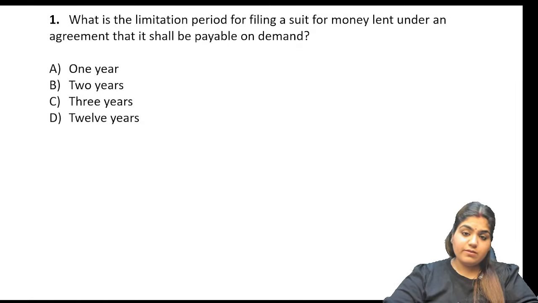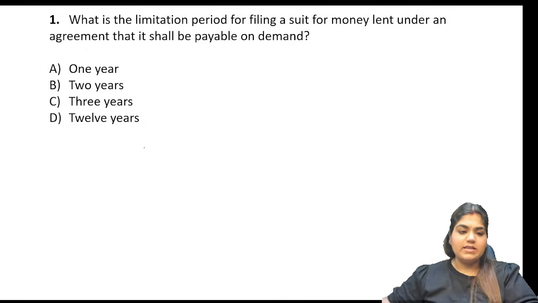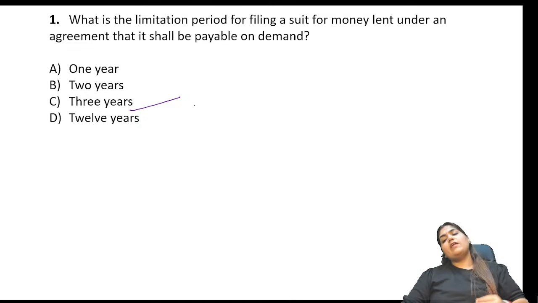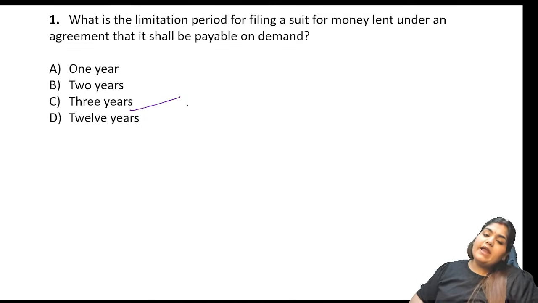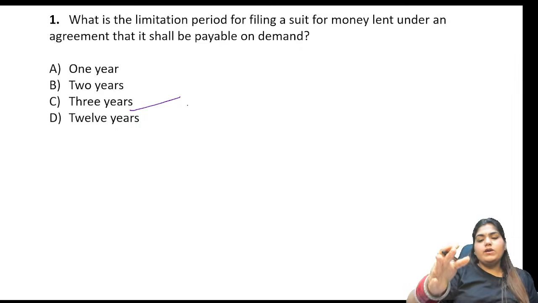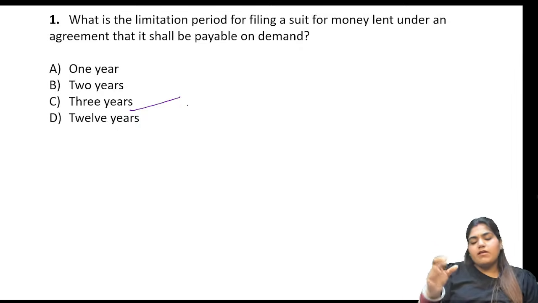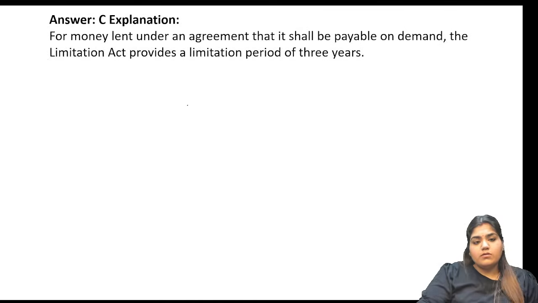What is the limitation period for filing a suit for money lent under the agreement? It is 3 years. Always 3 years. When you do not know the answer, it is 3 years. For sale of a property and for execution, it is 12 years. For foreclosure, it is 30 years. And for everything else, it is 3 years. For you, it is 3 years. The 1 year, 2 year concept is not for you all.